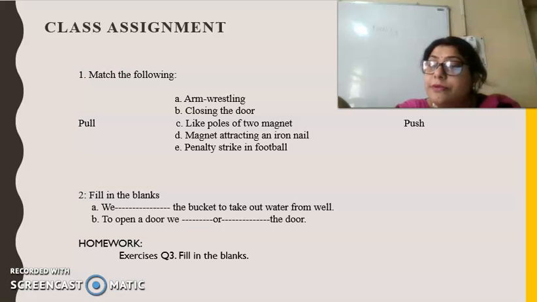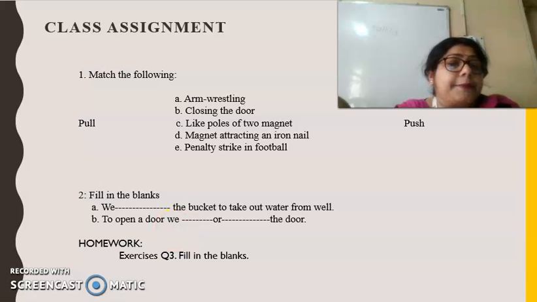You'll be able to identify push and pull. The action will help you to identify the push or the pull. So please go through this video, not just once or twice, and please try to solve these questions. The class assignment you'll do in your copy. It's just two questions. You'll finish it within 5 minutes. Go through it and then finish it.